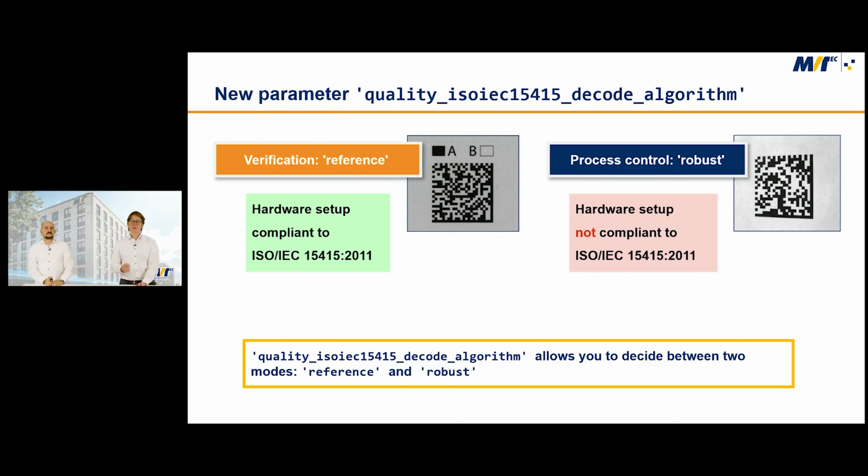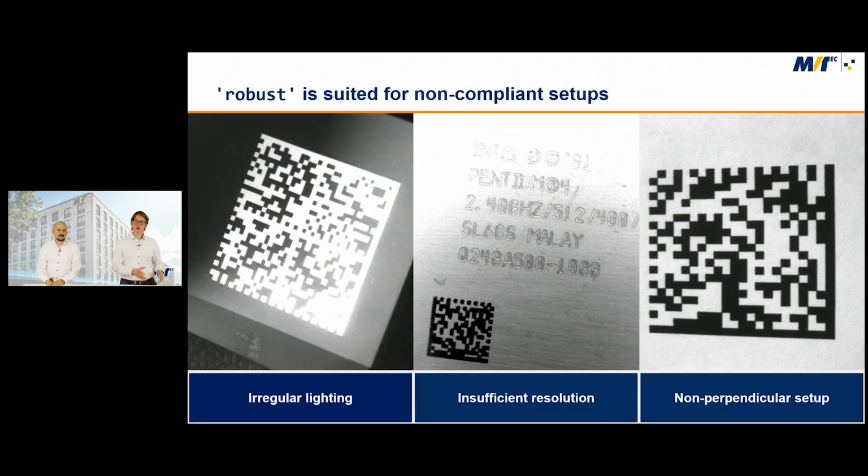Okay, so what are situations where you want to use the robust mode over the reference mode? So this would be irregular lighting or insufficient resolution, or where you don't have a perpendicular setup, so there are perspective distortions of your data matrix.